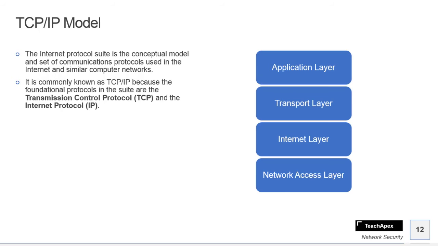And at last, we have application layer. So the working of application layer is same as in OSI model. Here we use protocols such as HTTP, HTTPS, FTP, SSL, DNS, SMTP, and so on. So this is basically the combination or the next version of OSI model.